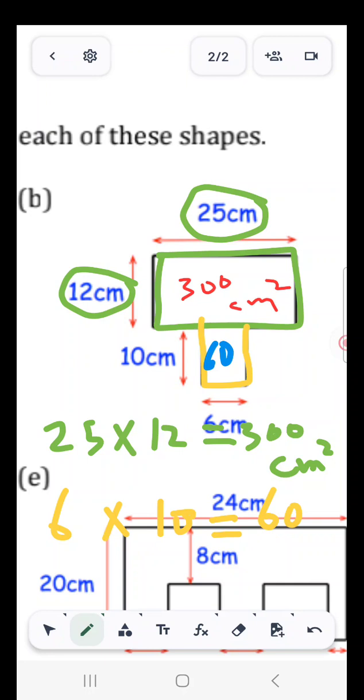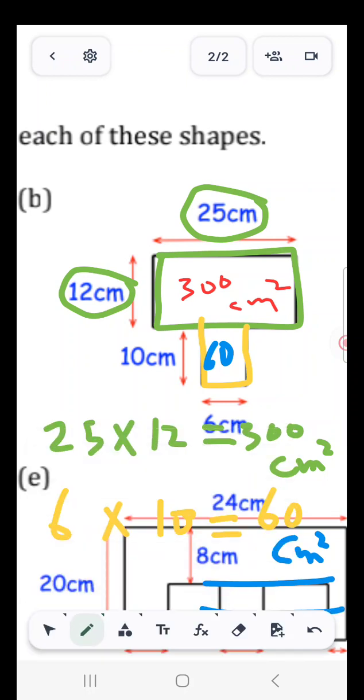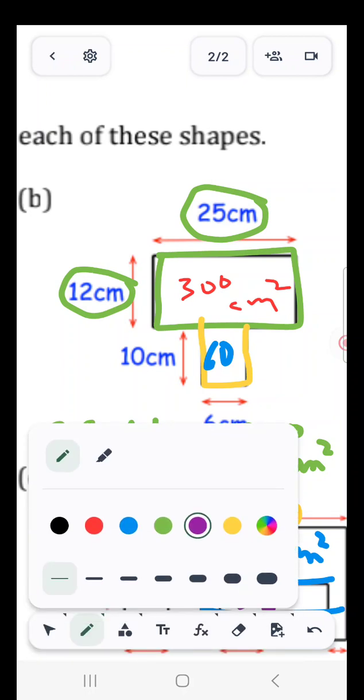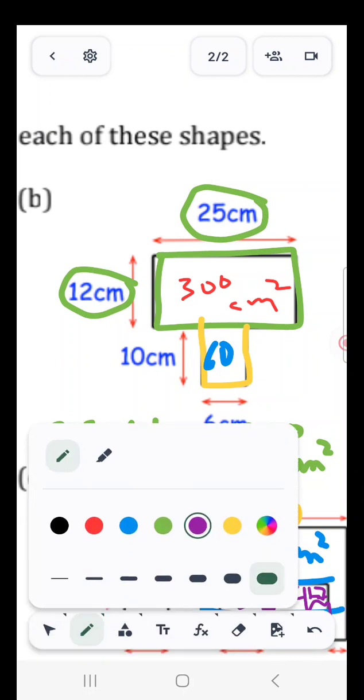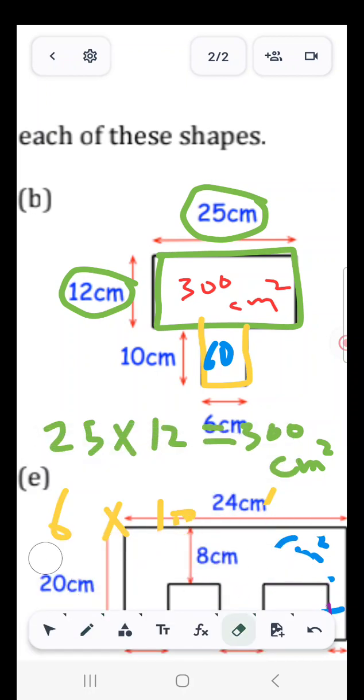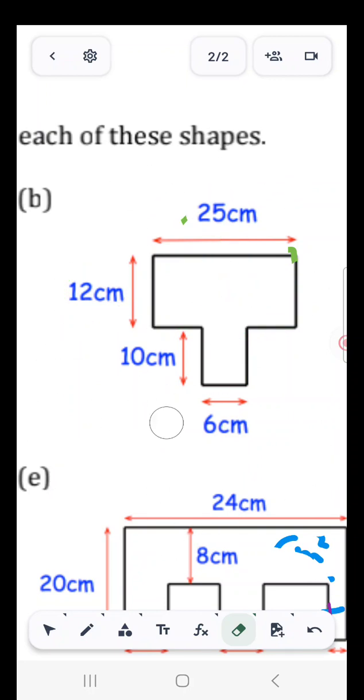There is less space to write centimeters square inside the shape, so I'm writing centimeters square here, and the whole area is, let me write the whole area as 360 centimeters square. Please note it down neatly on your paper. Okay, so here we have done the second part.